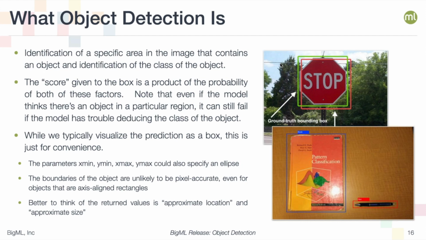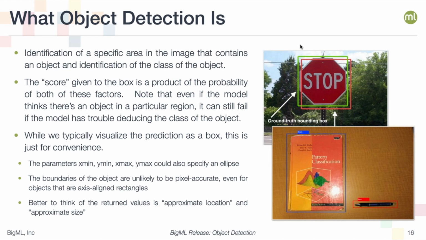Just an aside here, while we typically visualize the prediction as a box, and while a box is the traditional way to visualize these predictions that come out of these models, this is just for convenience. The parameters, which are the bounds on this rectangle, the x and y min and max of the coordinates of the box, those could also be an ellipse, or it could be a diamond. All you're getting is, again, the bounds of the containing rectangle of the shape.